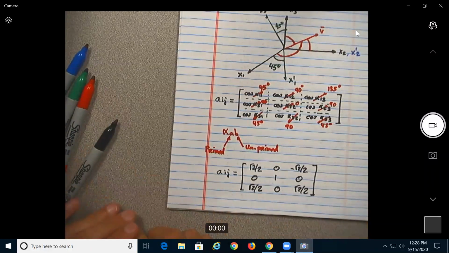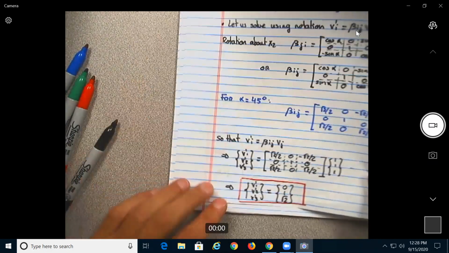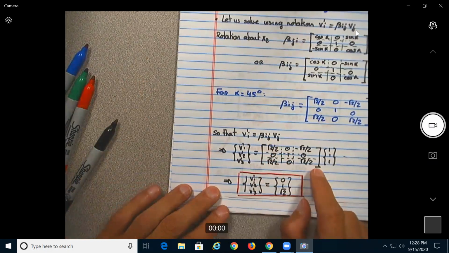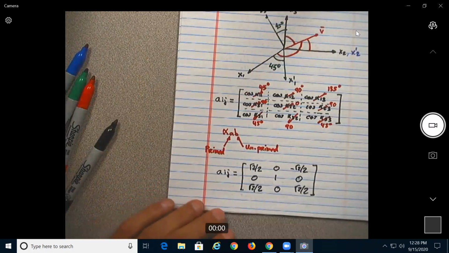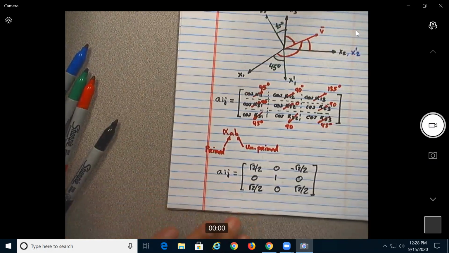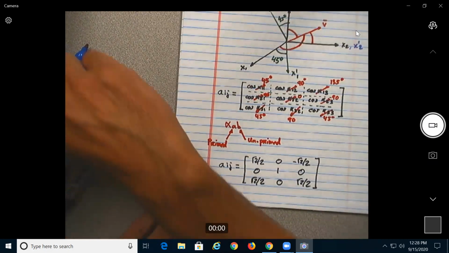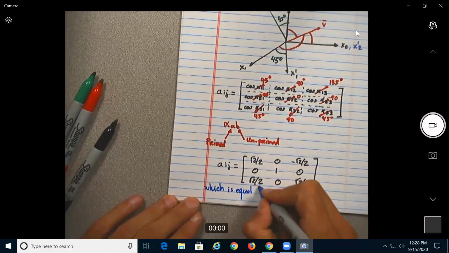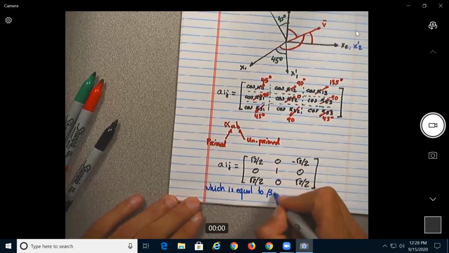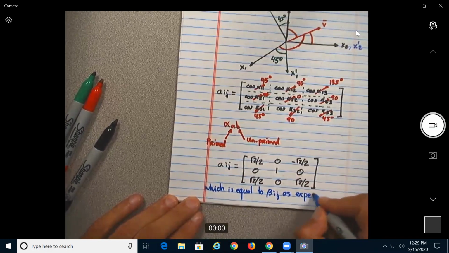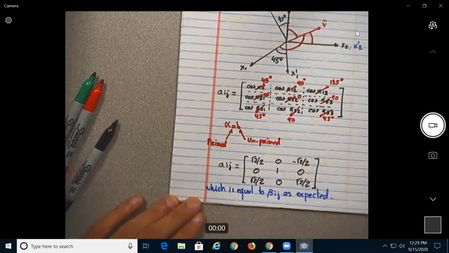Okay, so let's see, we'll go back to the matrix. If you think about it, we end up with the same beta ij that we had before, no? Okay, so we can just say here, which is equal to beta ij as expected. That way we don't have to do the calculation on the other page. Is that okay? You want me to find the one we found before? It's the same thing, no?